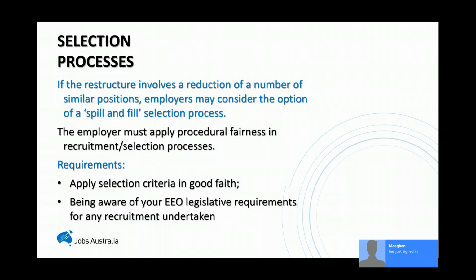So let's move on to the selection processes in the example where we need them. If the restructure involves a reduction of a number of similar positions, employers may consider the option of spill and fill selection processes. I'll say a little bit more about that in a moment. The employer must also apply procedural fairness in recruitment and selection processes, which effectively means applying selection criteria in good faith and being aware of your EEO legislative requirements for any recruitment undertaken in these processes.